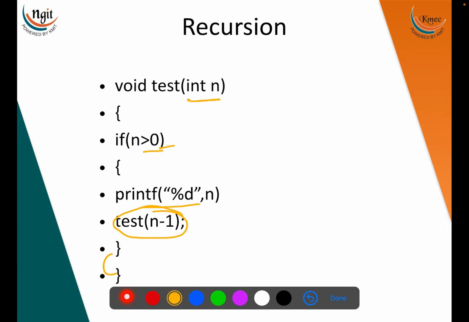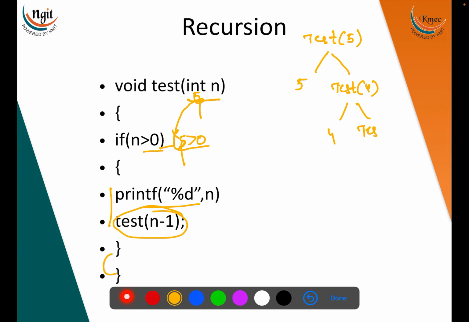Now let us assume I'm calling this function by passing the value 5. So let's construct the tracing tree. I'm calling test of 5. It comes here, and 5 is greater than 0, so the condition is true and it gets inside. It will display the n value as it is, and call n minus 1, which is test of 4. Again the function is called with 4. 4 is greater than 0, so 4 gets displayed and test of 3 gets called.